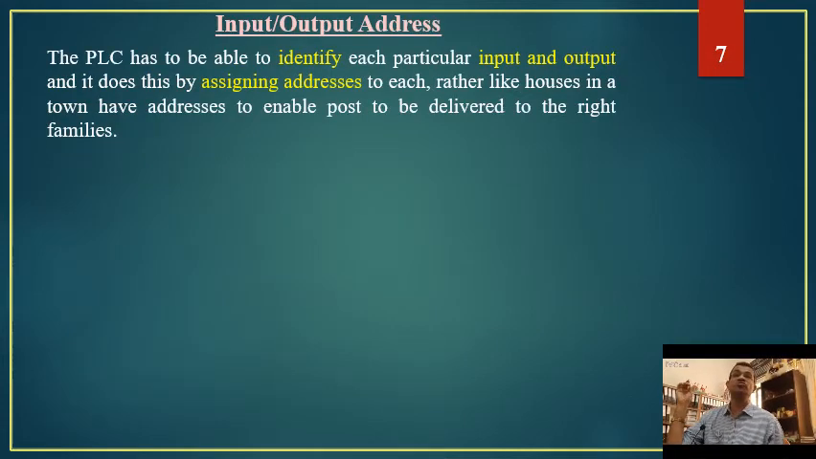Next, input-output address. The PLC has to be able to identify each particular input and output, and it does this by assigning address to each, rather like houses in a town have address to enable post to be delivered to the right families. Now this is one peculiar example we often give about distributing the post to different houses in a locality, and we compare that one to addressing that has been done by the computer.